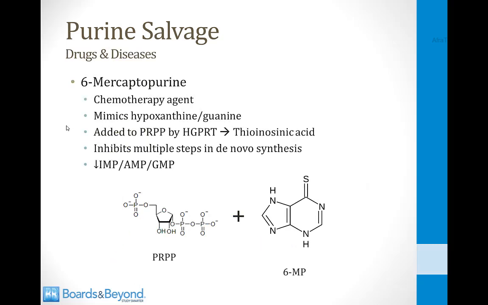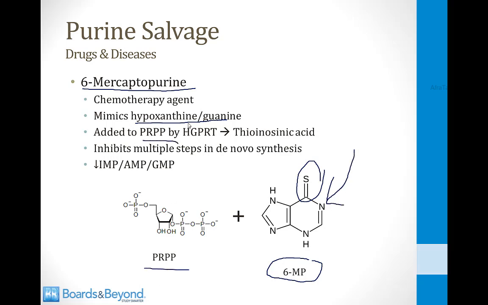There's an important clinical correlation of the purine salvage pathway, and that is the chemotherapy drug 6-mercaptopurine. This drug mimics the structure of hypoxanthine and guanine. If you look down here at the bottom of the screen on the right side, I have the chemical structure of 6-mercaptopurine, and it has a sulfur group where hypoxanthine and guanine do not. So this structure right here will be added to PRPP, which I've shown on the screen, by that HGPRT enzyme. The enzyme will pick up the 6MP thinking it is hypoxanthine or guanine when it is not. Once it does this and combines the 6MP with PRPP, it will create a substance called thioinosinic acid.